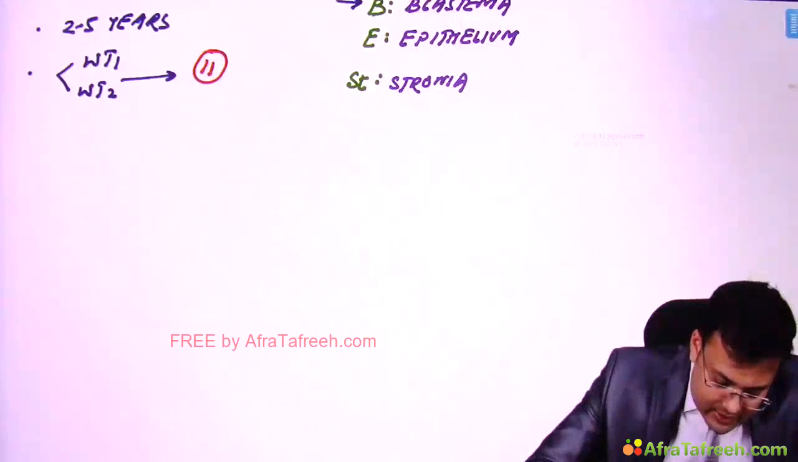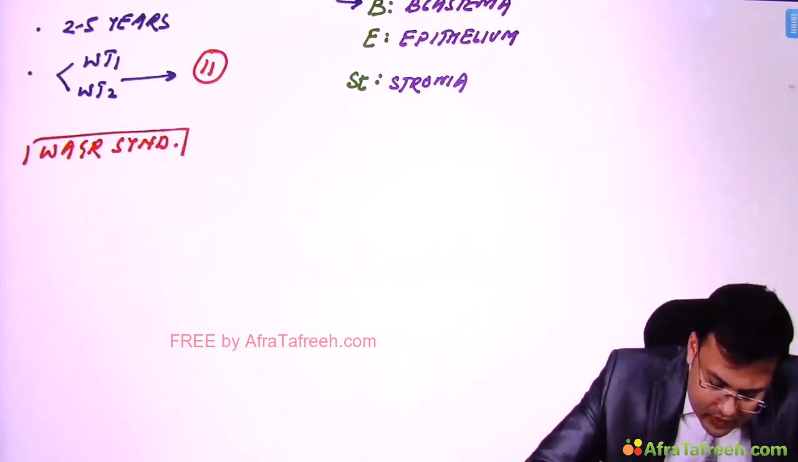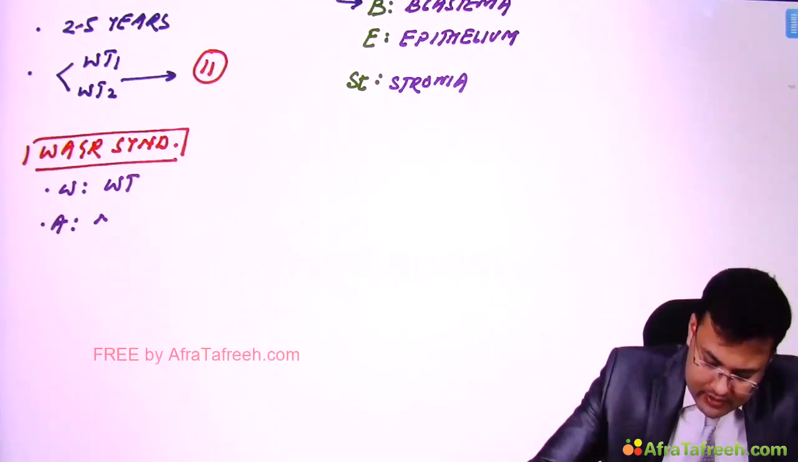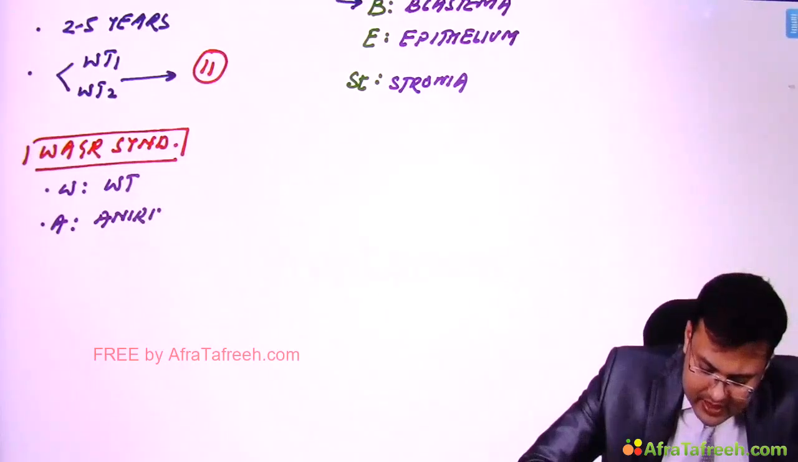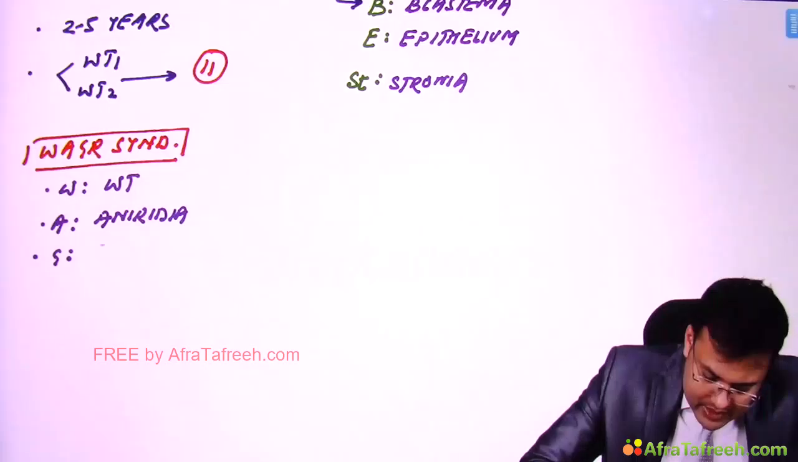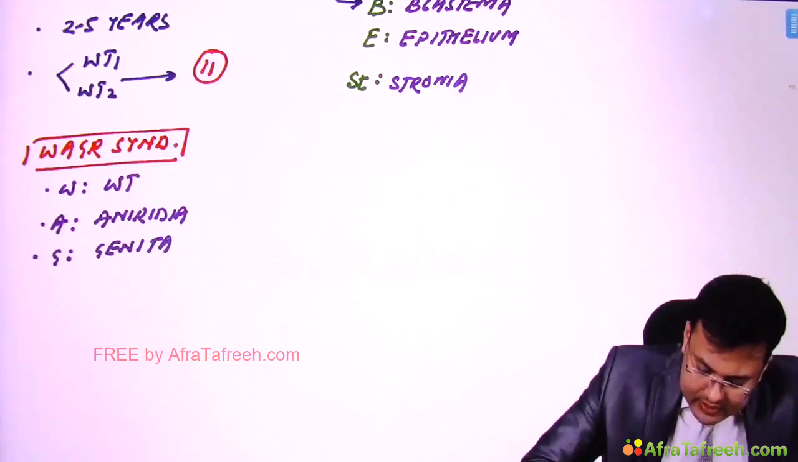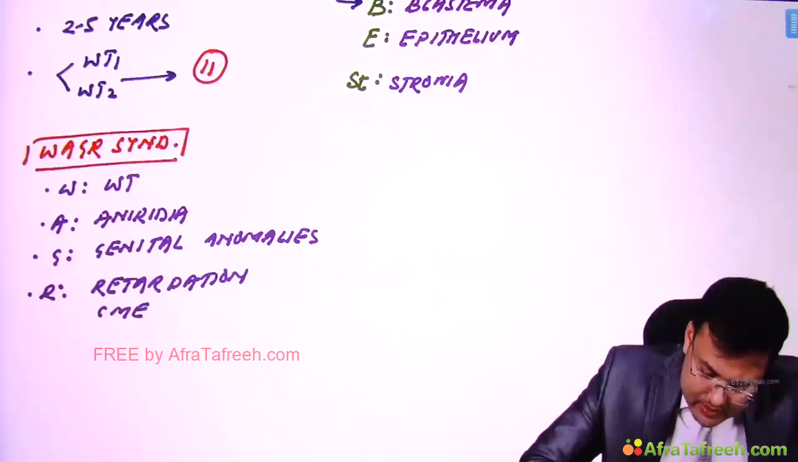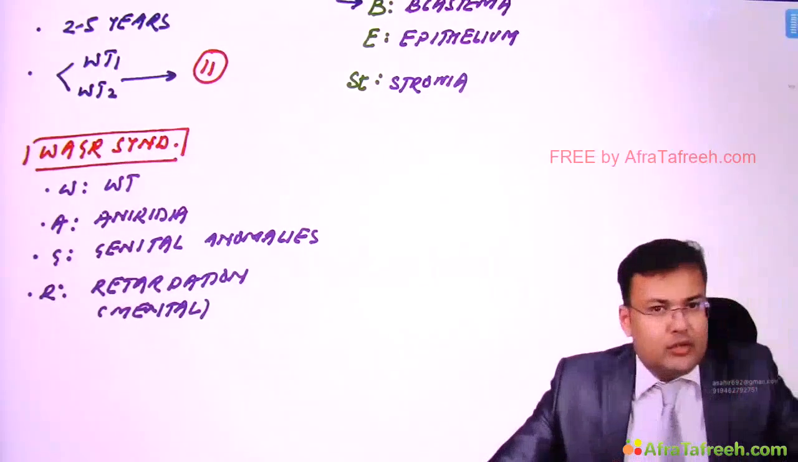First, WAGR syndrome. Clear? So here you can see the mnemonic also, WAGR. So what are the components? W means Wilms tumor. A means there is aniridia. G means genital anomalies. And R means retardation. What kind of retardation? There is mental retardation. Clear? So this is WAGR.